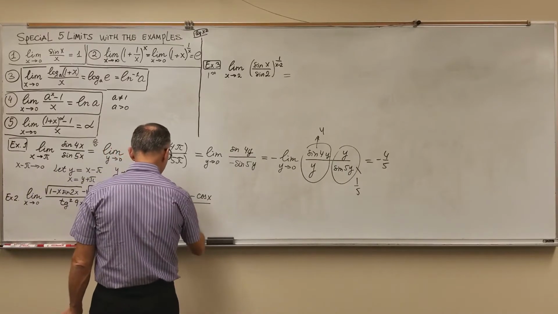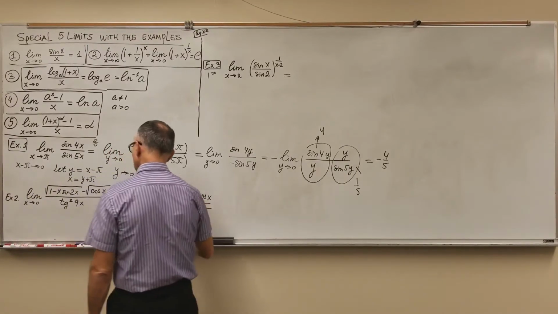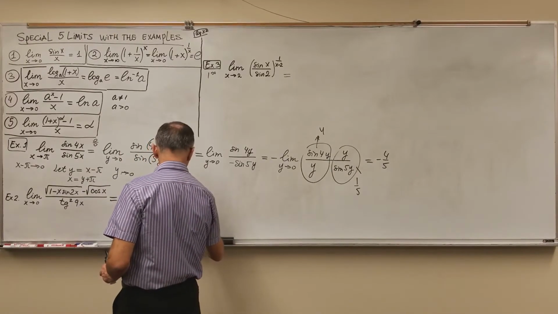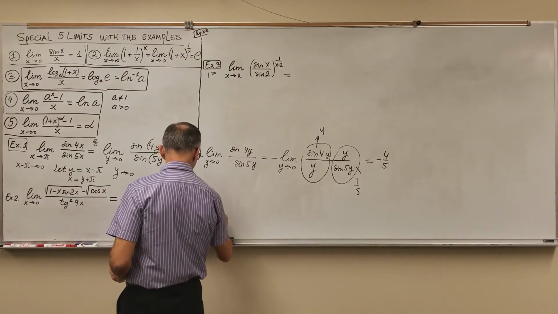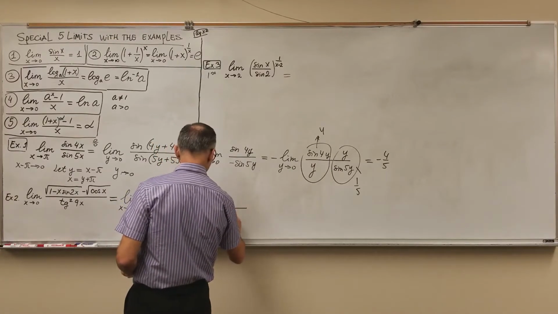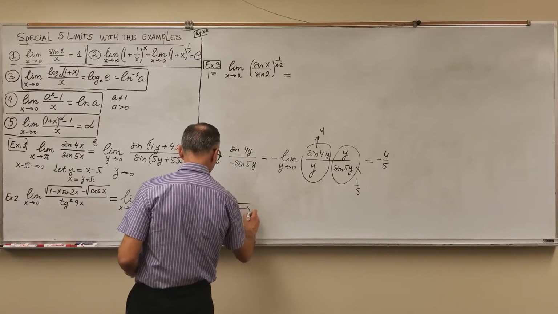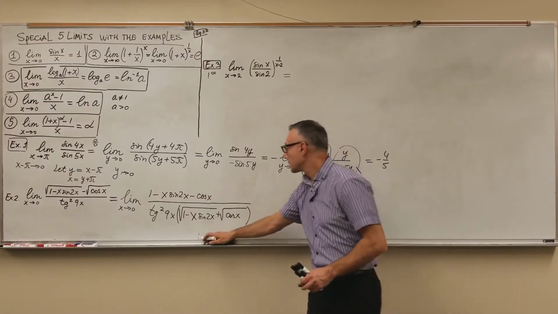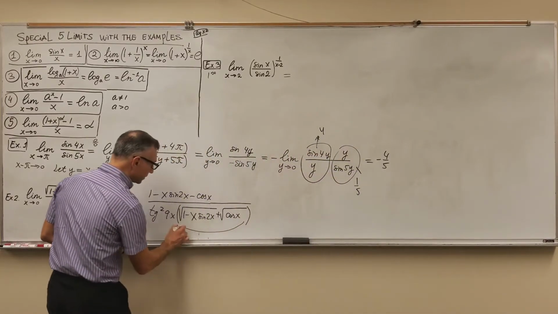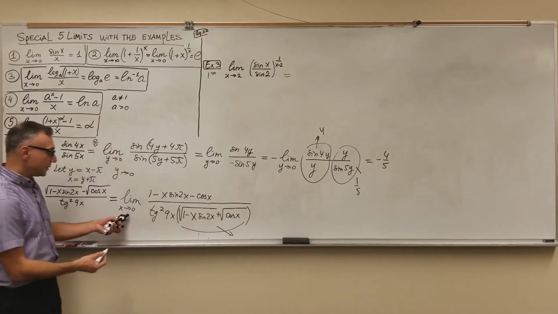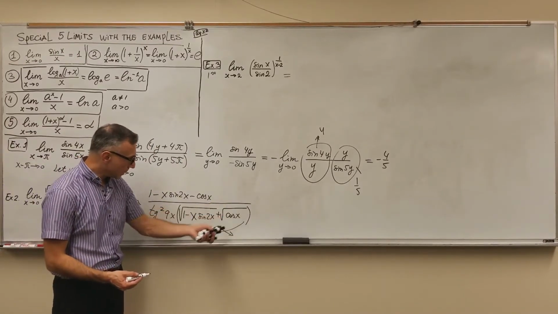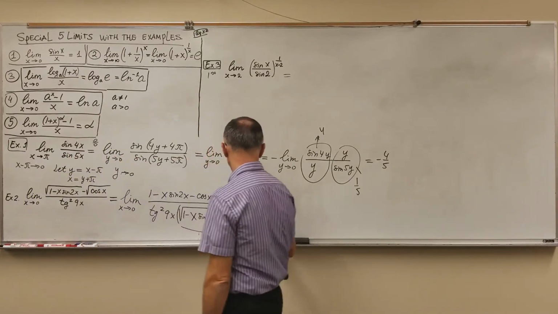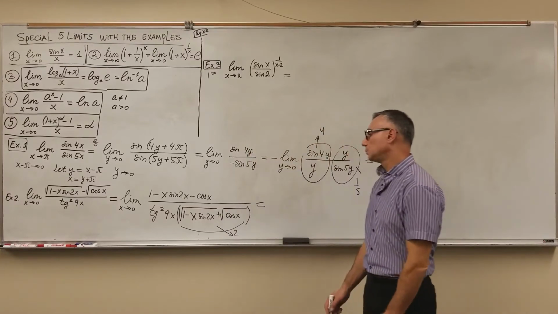Also, I need to multiply it by the conjugate factor of the two radicals, 1 minus x sine 2x plus the radical cosine x. Multiply both by the plus. That's the conjugate factor, and when x goes to 0, cosine 0 is 1, root of 1 is 1. This drops, root of 1 is 1. 1 plus 1 is 2. Everything goes to 2. That's equal to 2.